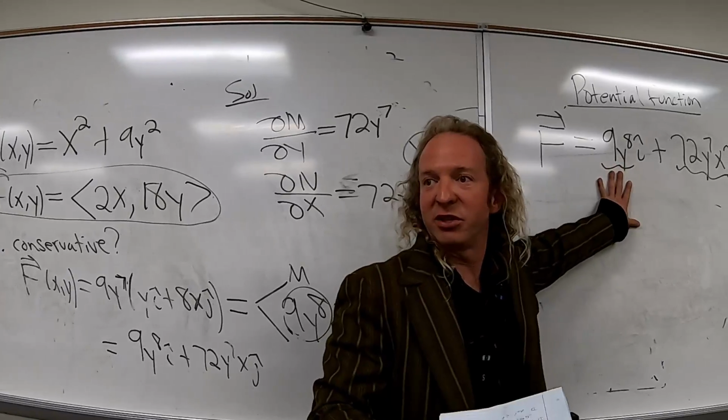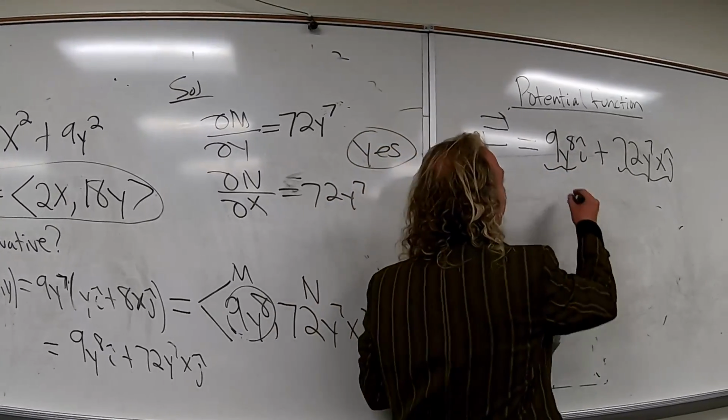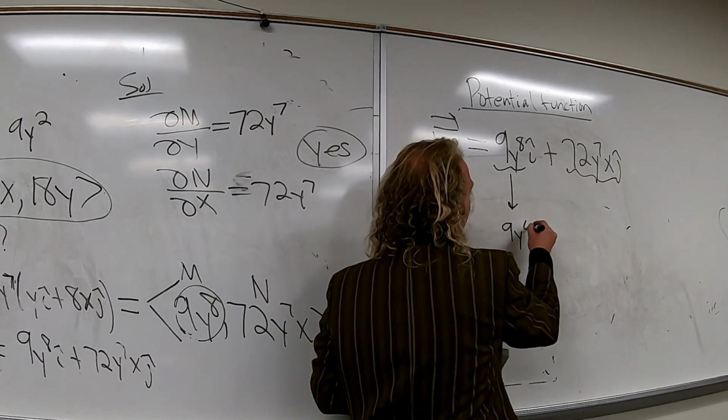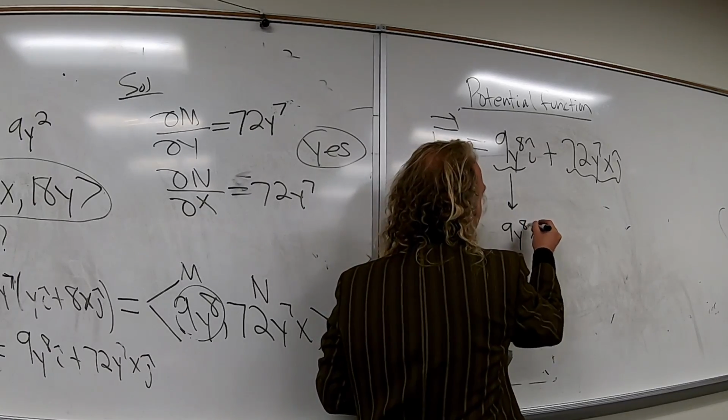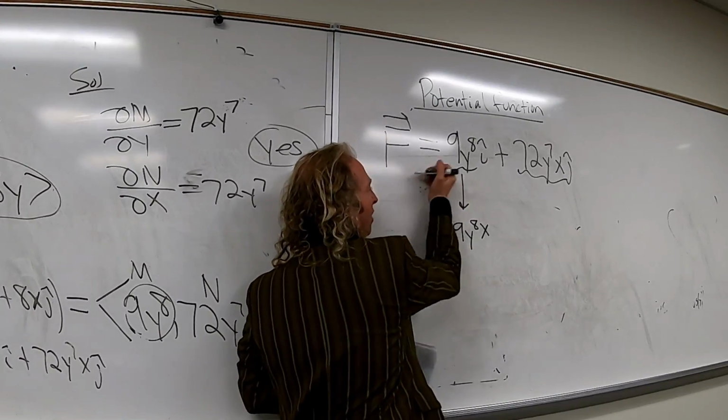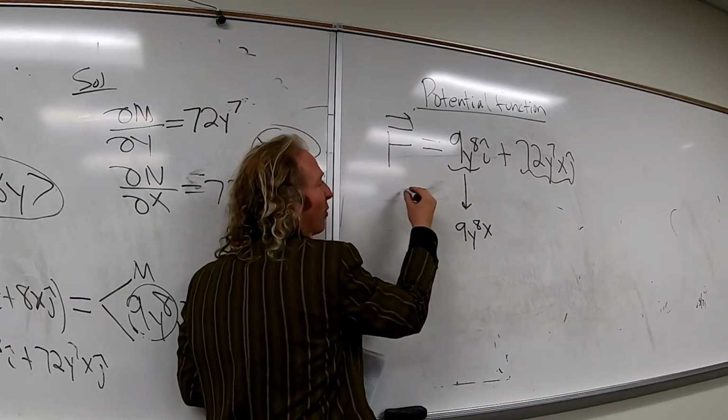So we have to integrate this one. So integrate this with respect to x. That would give us 9y to the 8 x. So we're integrating this with respect to x. We just throw an x on it. Yeah, integrate with respect to x. I'm going to write that.